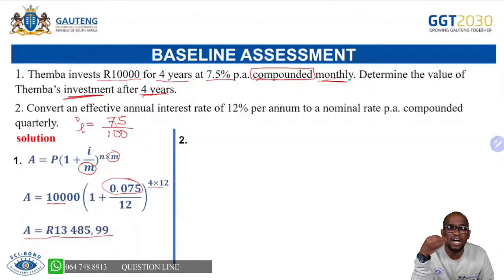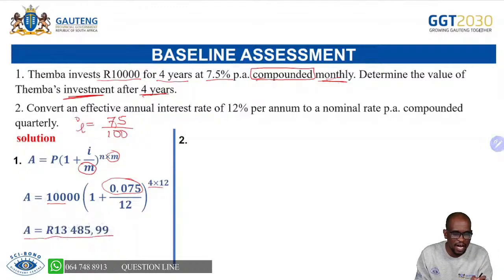Remember, sometimes they can ask how much interest did Temba receive. So you just subtract the 10,000 from the 13,485.99. You'll get that the interest is 3,485.99. So that's important if they are asking for the interest. Now let's move on to number 2.